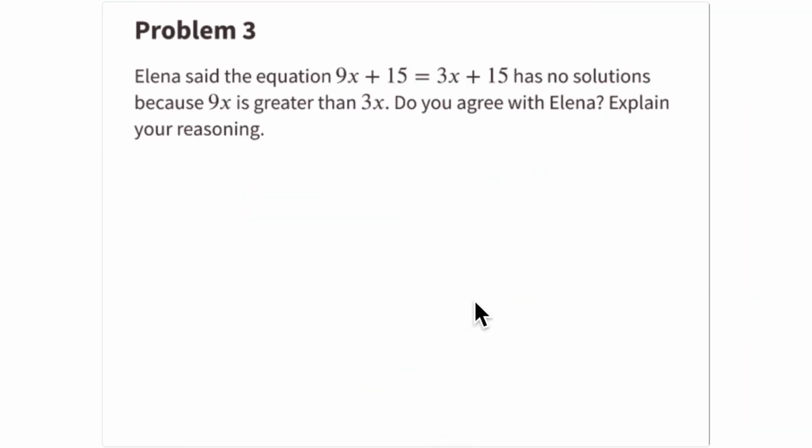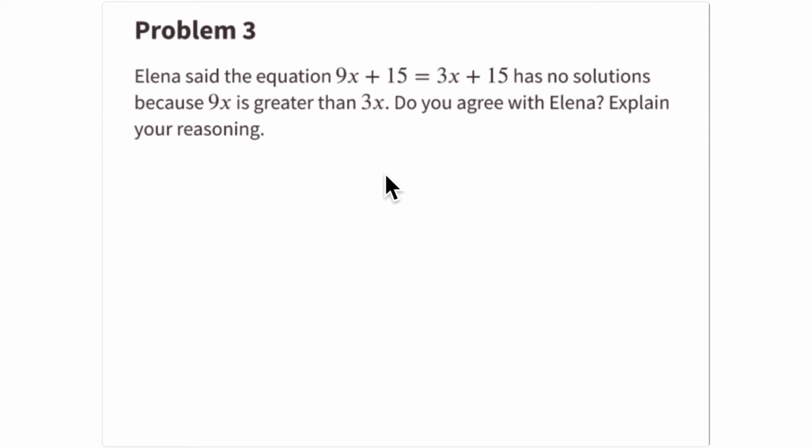For problem 3, Elena says that there is no solution to this equation: 9x plus 15 equals 3x plus 15. Because you're adding a value, you're adding 15 to different things, there's no way that you could get 9 of these things equal to 3 of those same things. So she doesn't think there's any way that there's a solution to this equation. So do you agree? Explain your reasoning.